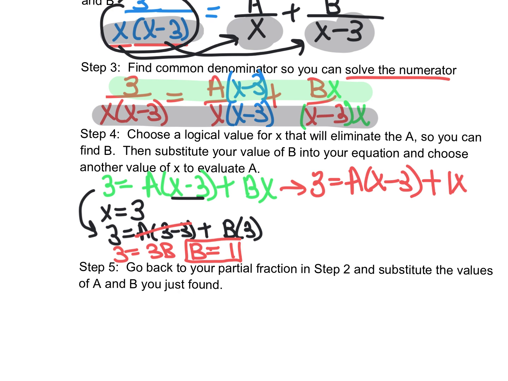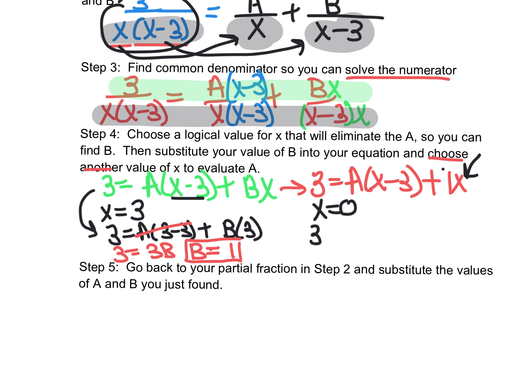And then last thing here, we're going to choose another value of x to evaluate A. Okay, so let's think logically here. We can pick any value that we want. It doesn't matter. But if we want to pick out a value that would be easy, an easy value to pick would be x equals 0. Because if I put x equals 0 into this term right here, 0 times 1 is 0, and it eliminates it. So that makes our lives a little bit easier.